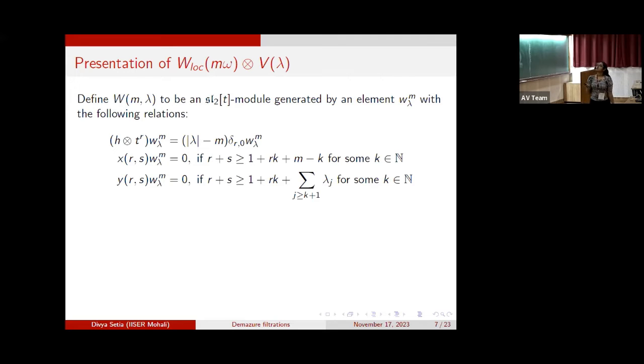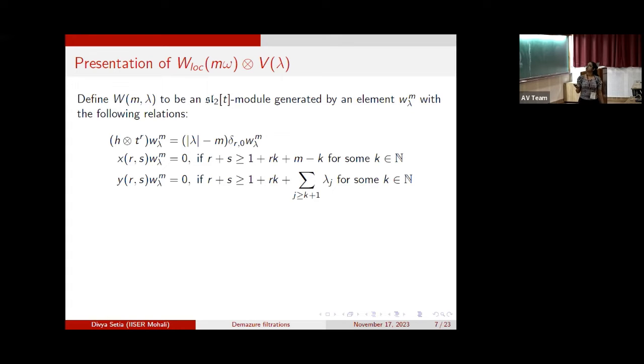So then there's a presentation of a local Weyl module. I have given the presentation of a tensor product of a local Weyl module with a CV module, the Chari-Venkatesh module. So I have defined a new module which is called W_M(lambda). If we consider it as an sl2[t]-module, this module is generated by an element, this. So I have created a module generated by a vector along with these relations. I have put the relations of both the modules.